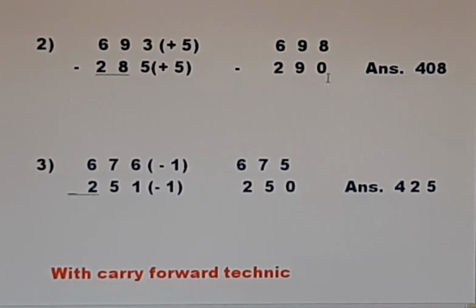285 plus 5 is 290, and 693 plus 5 is 698. Now you have to do the base number. Ones as it is, 8. 9 minus 9 is 0. And 6 minus 2 is 4. So that is your answer.